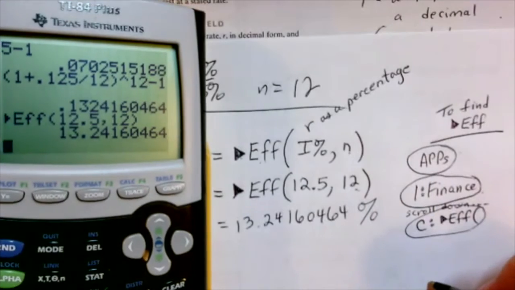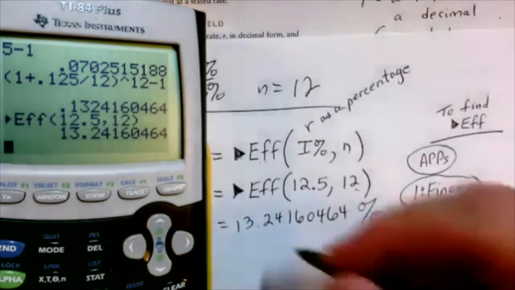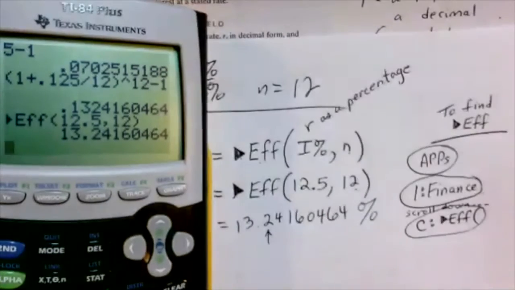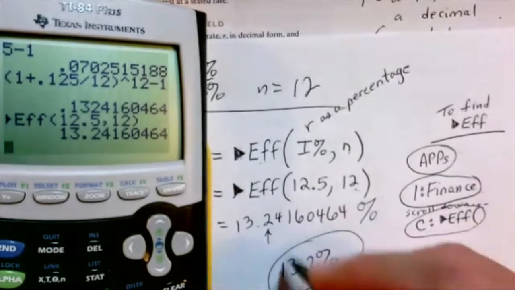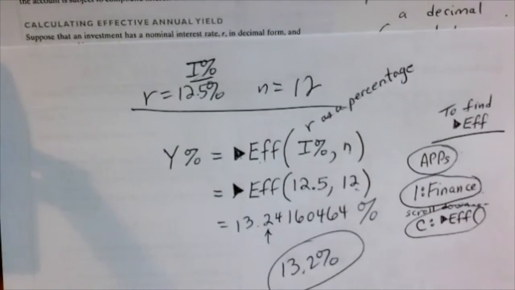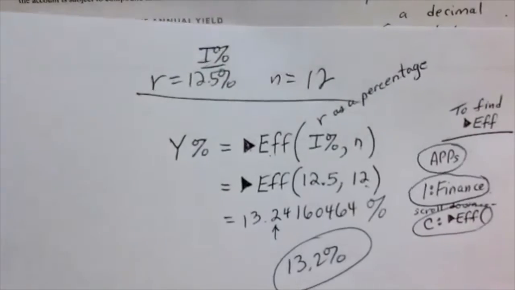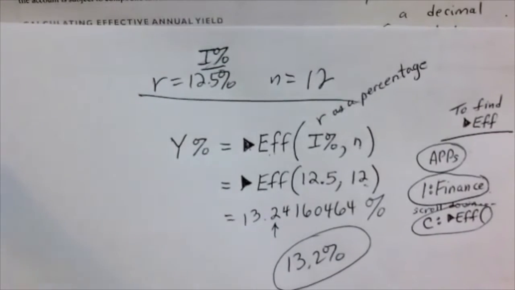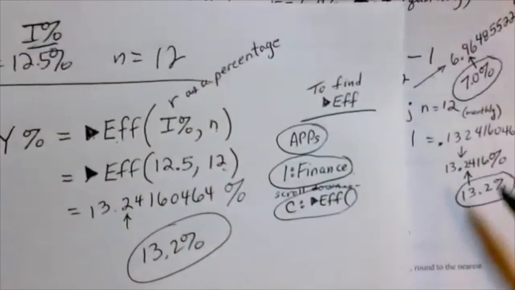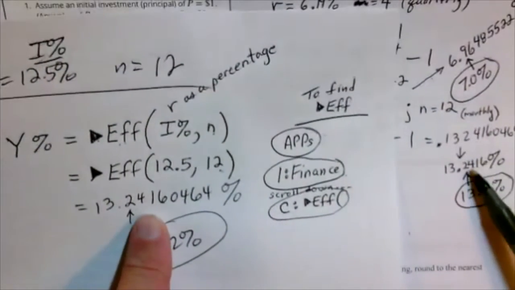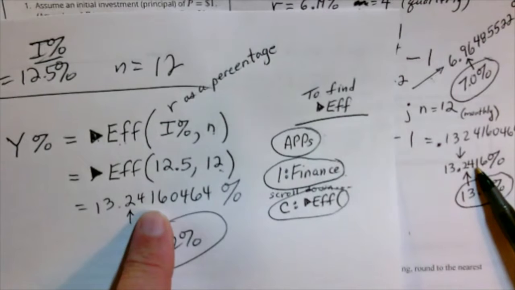The calculator works differently than our formulas. And if we round to the nearest tenth of 1%, as before, 13.2%. So you can use the calculator function there, or you can use the formula. But notice the numbers are exactly the same, no matter whether you use the formula or whether you use the special calculator function.